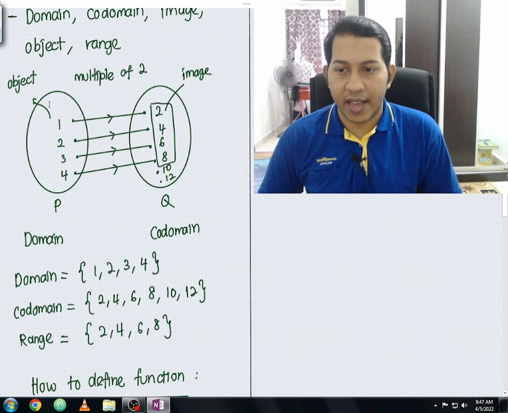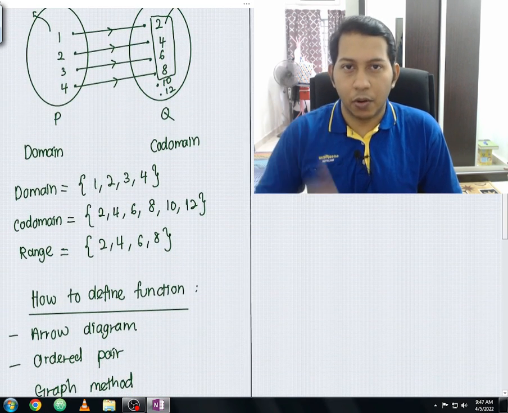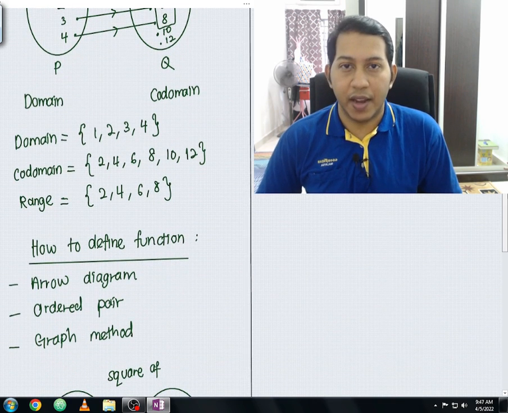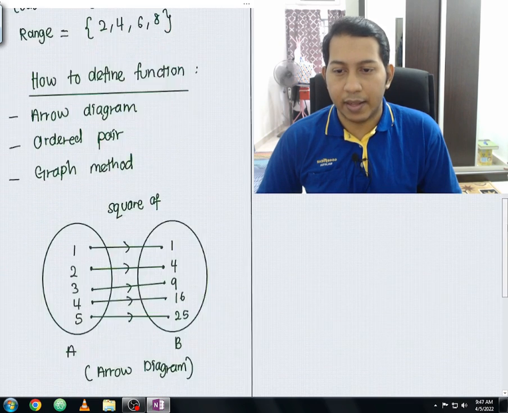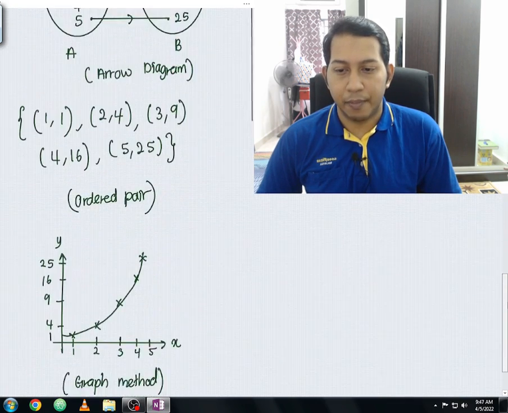So this is the example of domain, codomain, object, image. As we went on, I also explained how to define a function. Basically we have three ways: the first one is the arrow diagram, the second is ordered pairs, and the third is the graph method.